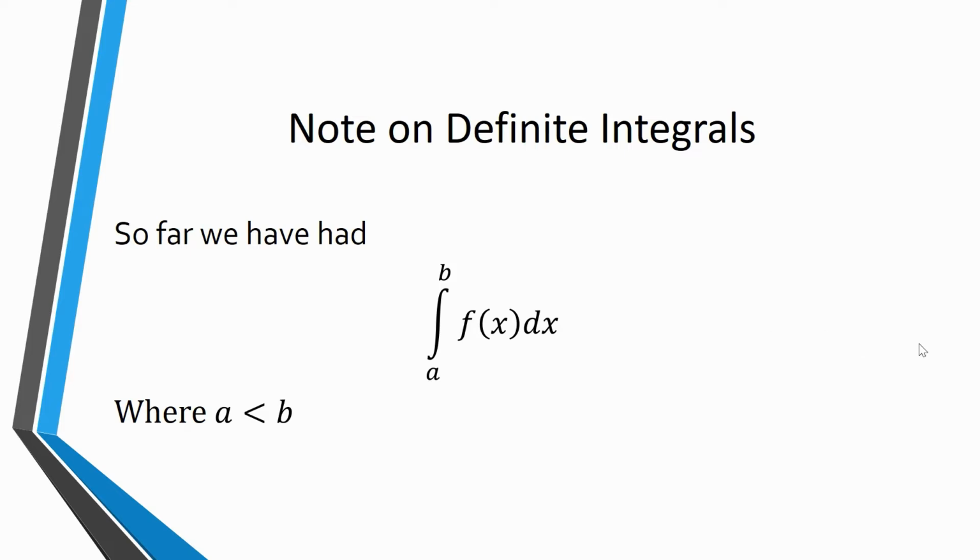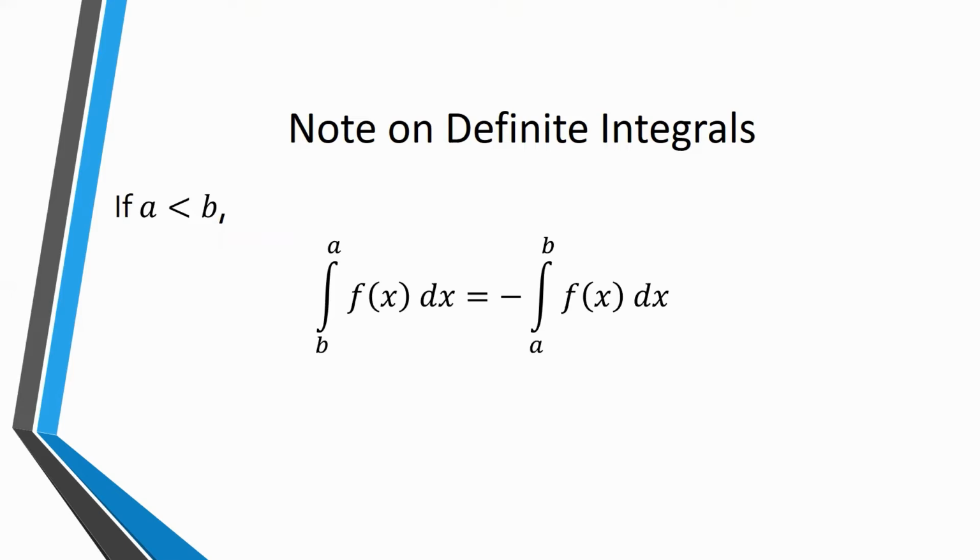So on the vast majority of definite integrals you're going to see in this class and beyond, the a is going to be smaller than the b. However, if a was less than b, but we flip-flopped their order on the integral, what that means is we have to essentially take our definite integral but integrate backwards.